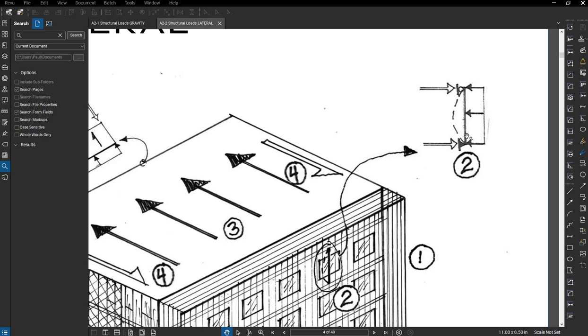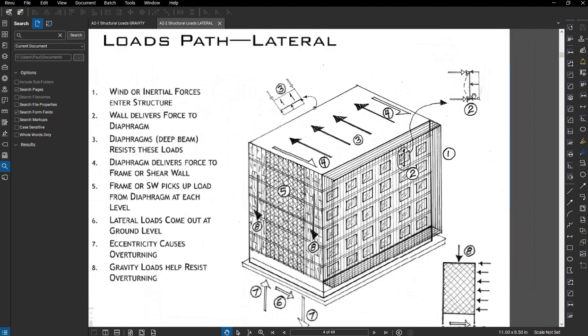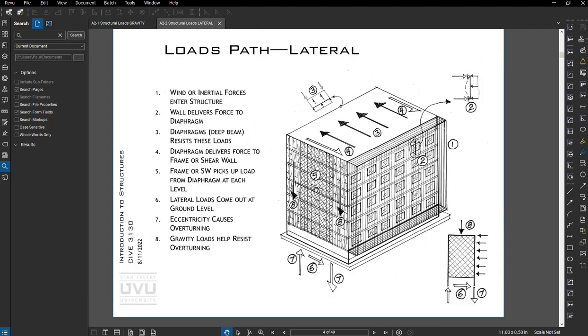So this is a portion of wall here. Some kind of wind load puts a point reaction or a line load reaction at each floor level. So we call that floor or roof a diaphragm. Diaphragms are a deep beam. They basically resist those loads. So the loads are these filled-in arrows, and then the resistance are these open arrows, and that's what delivers the force from the diaphragm to, say, a shear wall or a moment frame.